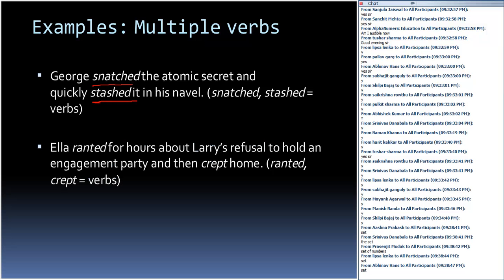Similarly, Ella ranted for hours about Larry's refusal to hold an engagement party and then crept home. So Ella did two things. She ranted and she crept home. So these two actions she has performed, both are verbs. You have only one subject, that is Ella.